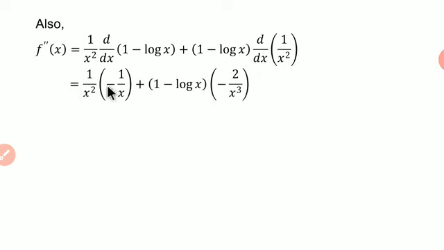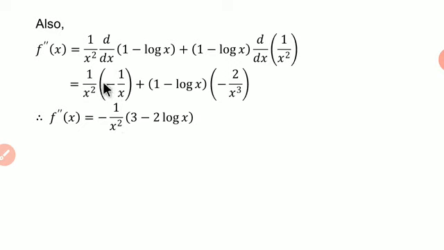So we get 1 upon x square multiplied by minus 1 upon x plus 1 minus log x into derivative of 1 upon x square. It is minus 1 upon x raised to 4 into 2x, means it is minus 2 upon x cube. So here, simplify the term: f double dash of x is equal to minus 1 upon x square. We take it as a common part.